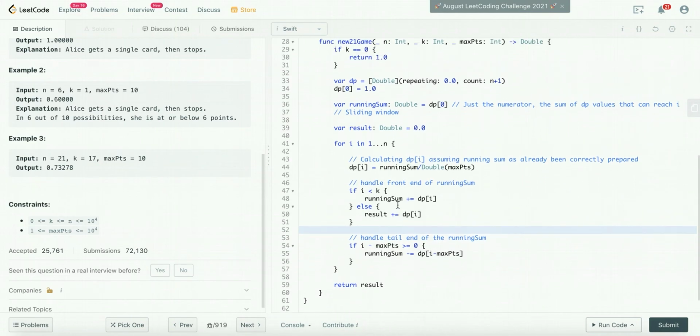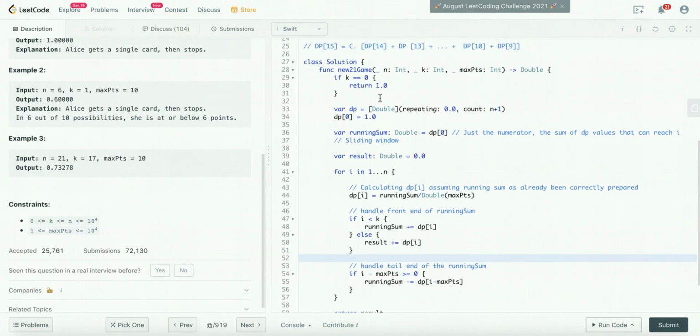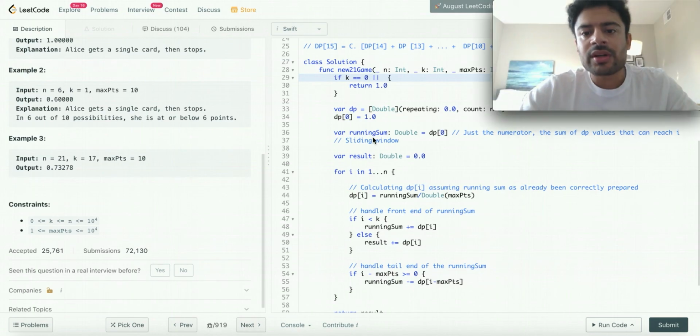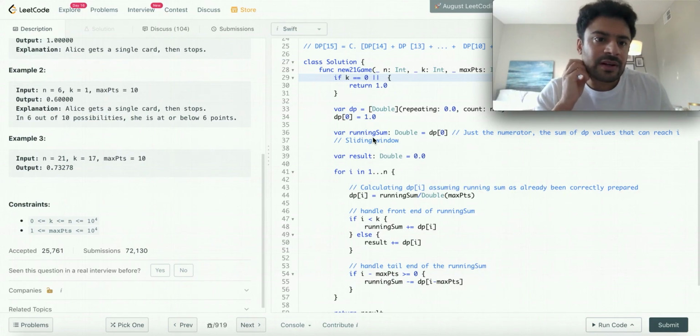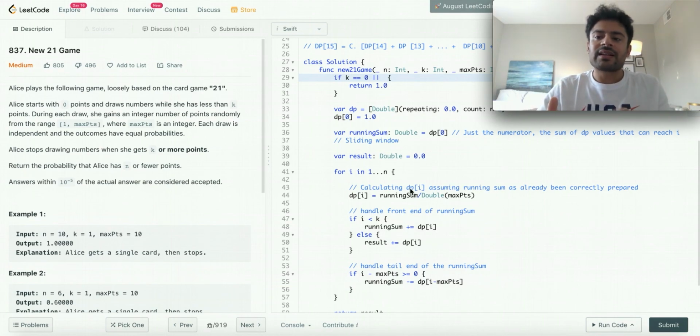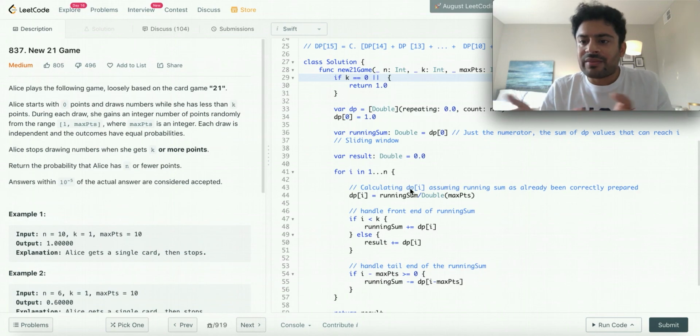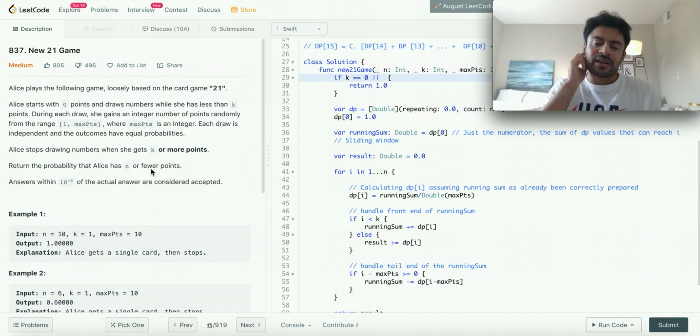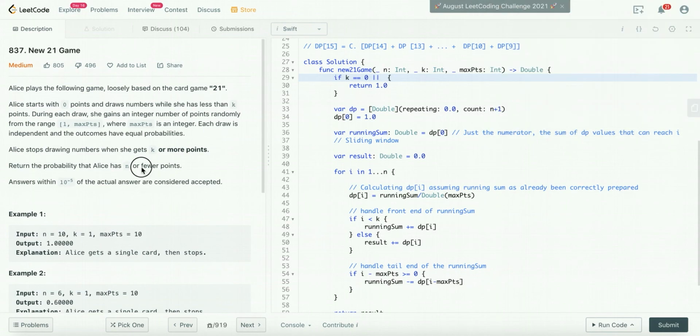Cool. Let me check if I missed anything. Okay, I've missed an edge case. So this k equal to 0 edge case we understand. Now, what is one other case where the probability of Alice having n or fewer points is also maximum? What happens if n is greater than the max score we can get from this game? The probability that we'll always have n or fewer points is 100%, right? Because if n is greater than the maximum score we can get from this game, we'll always have 100% probability for this. So let's just handle that.